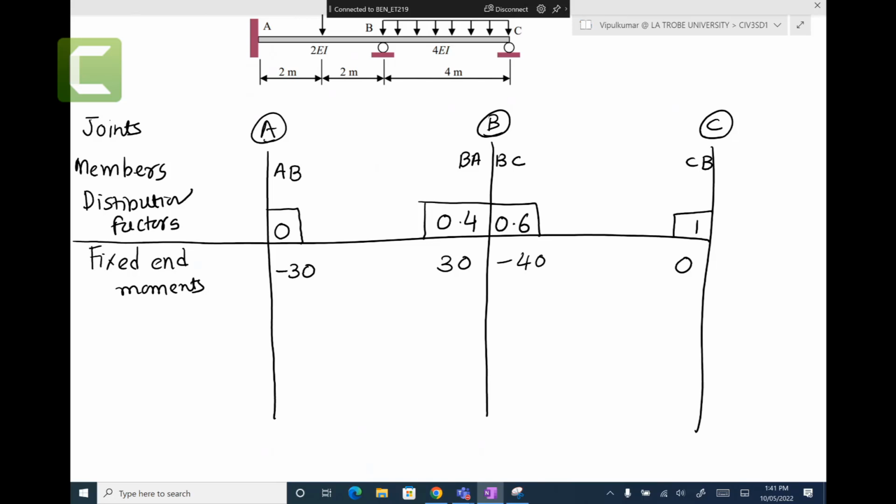CB, we just put 0 for our mathematical calculation. So far, so good. Any questions? Right? It's just a simple process. If you do it a couple of times, you will get it, okay? It's not so difficult. Fixed end moments done.